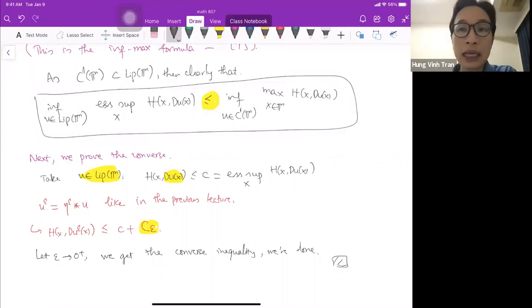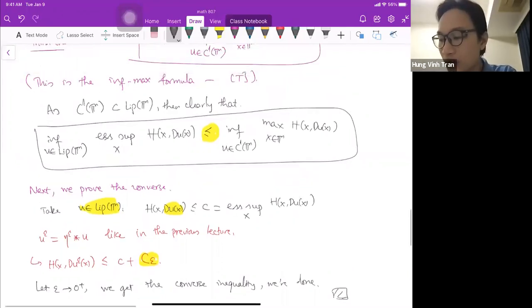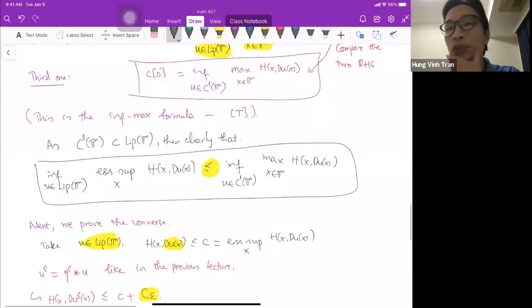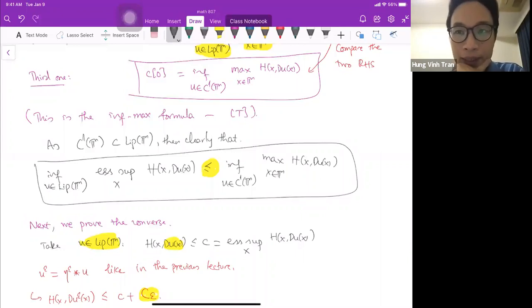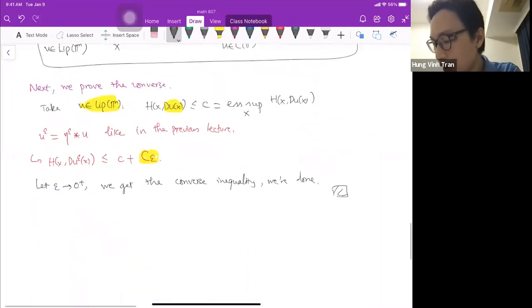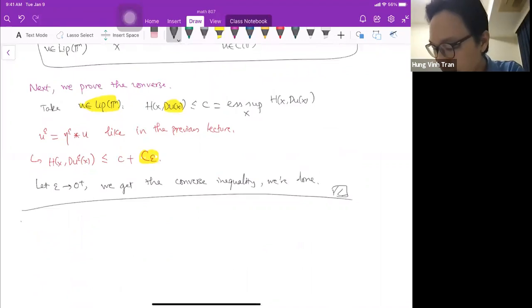So by the way, this inf-max formula is not something too easy. This was only done by dynamical system people and PDE people in around the 2000s. So it looks simple, but rather beautiful. So let me make a remark.